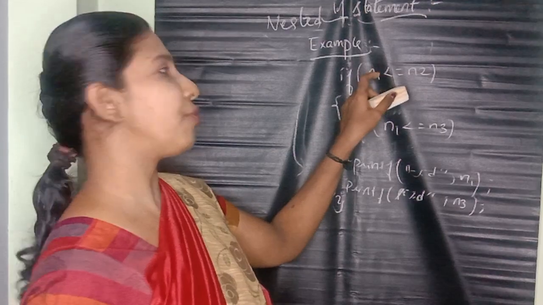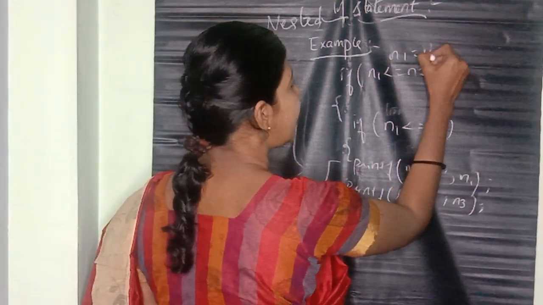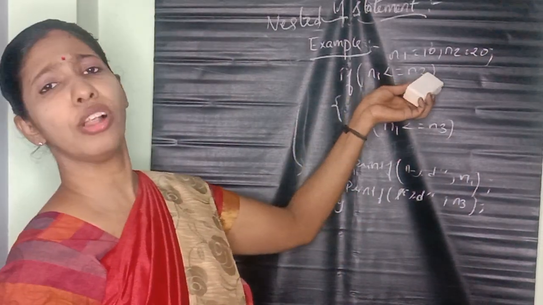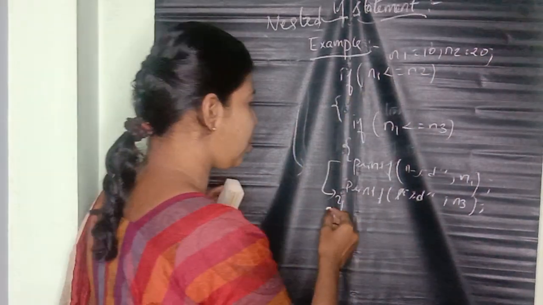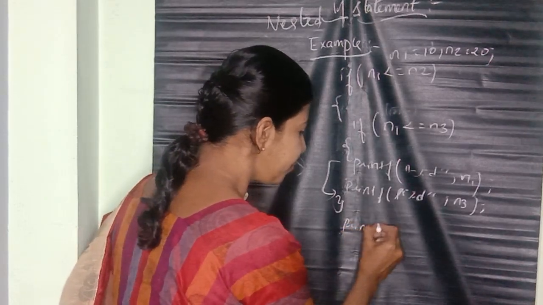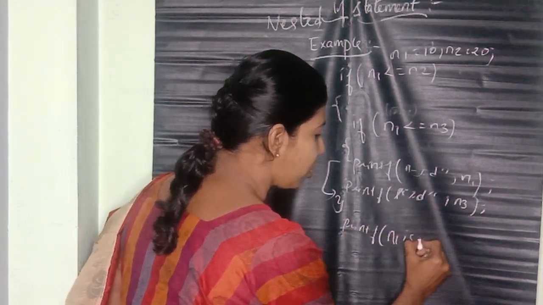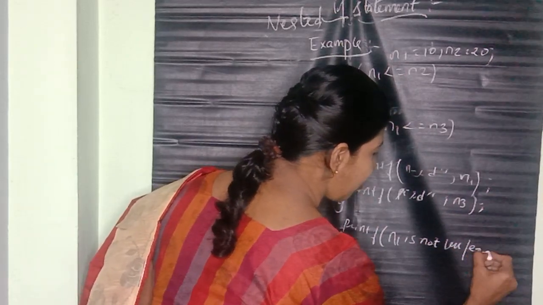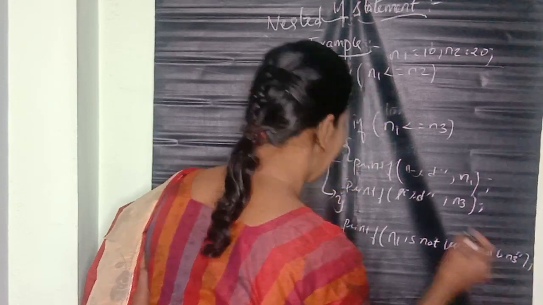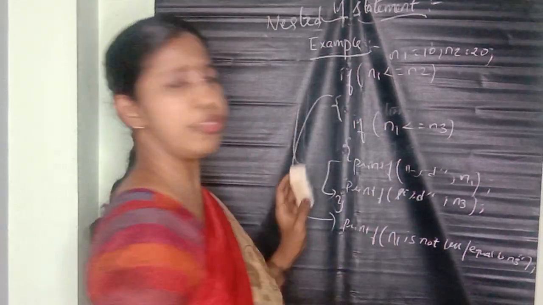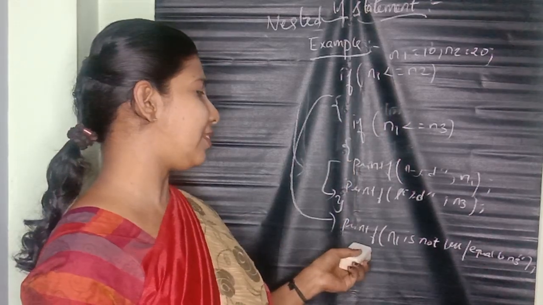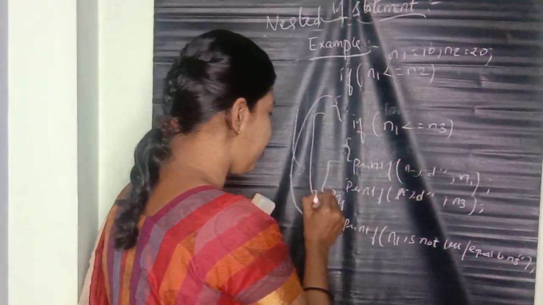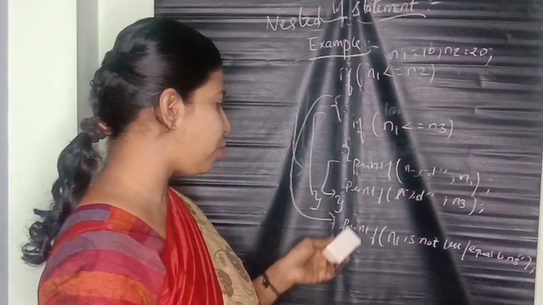The condition is: n1 is 10, initialize n2 as 20. So n1 less than or equal to n2, 10 less than or equal to 20, is true. Then the inner condition is checked; n1 less than or equal to n3 is false. The condition is false, so it jumps to the else statement: printf n1 is not less than or equal to n3. Because if the condition is not satisfied, it directly jumps to the else statement. It opens the curly brace, here is the closing curly brace. After closing, it jumps to the next printf statement.